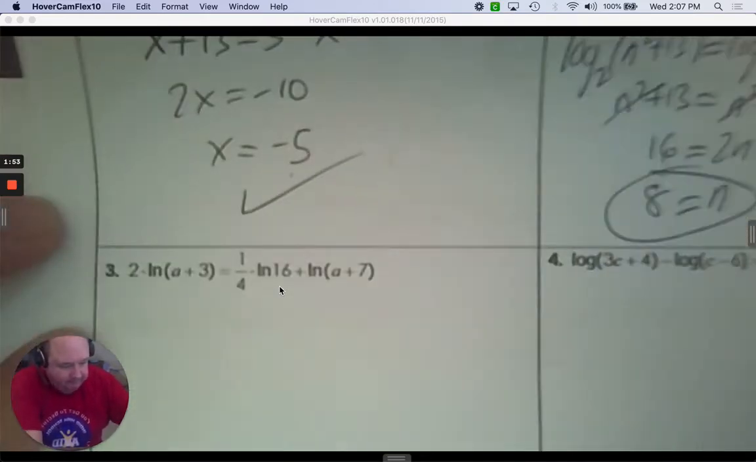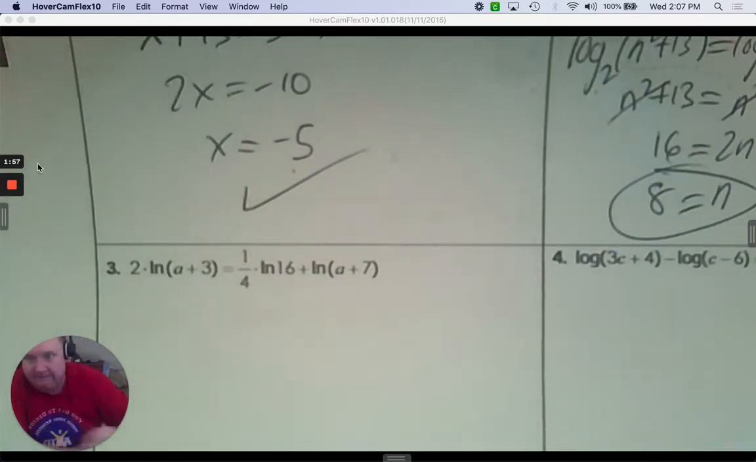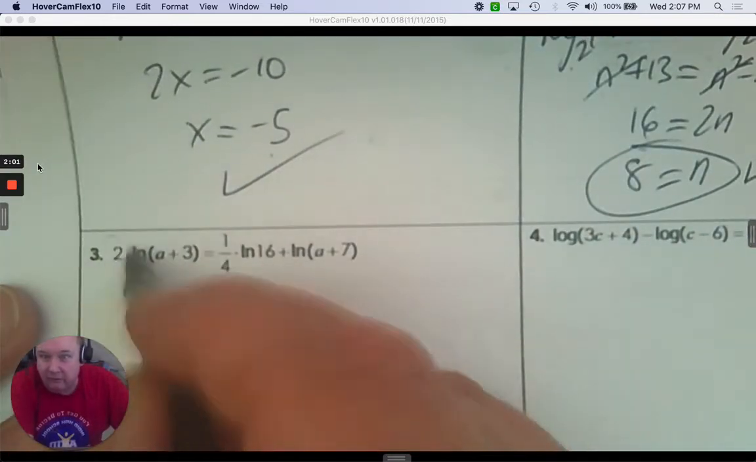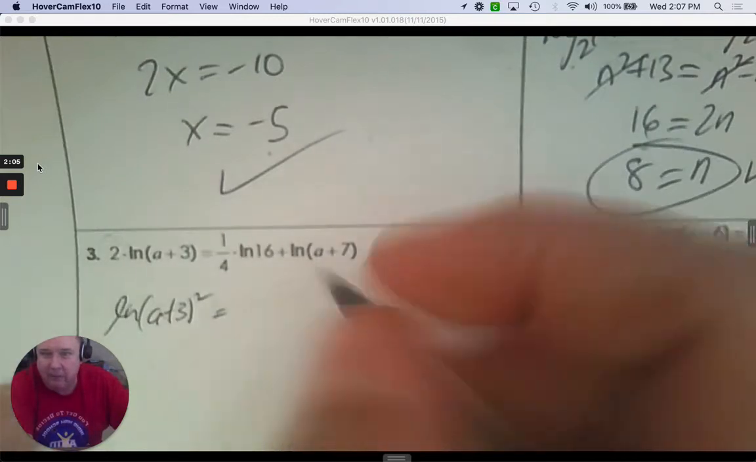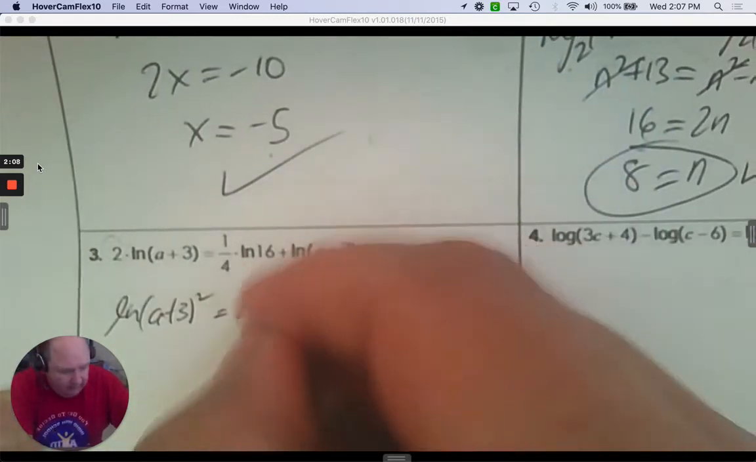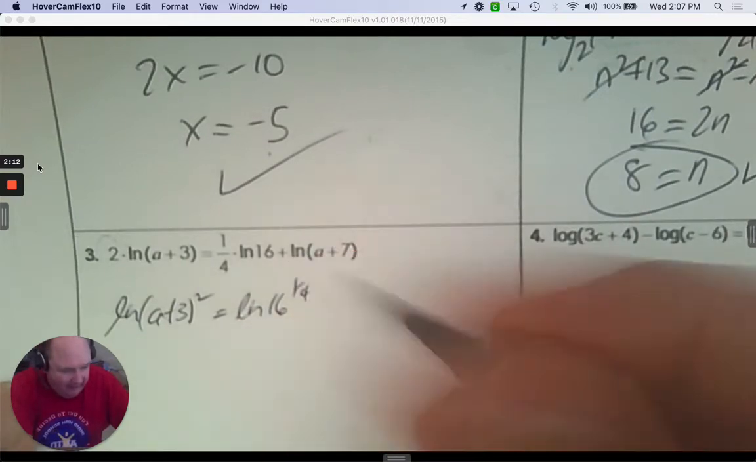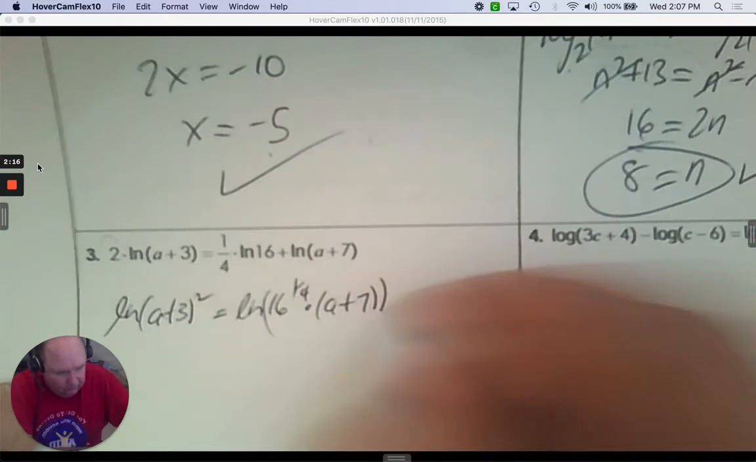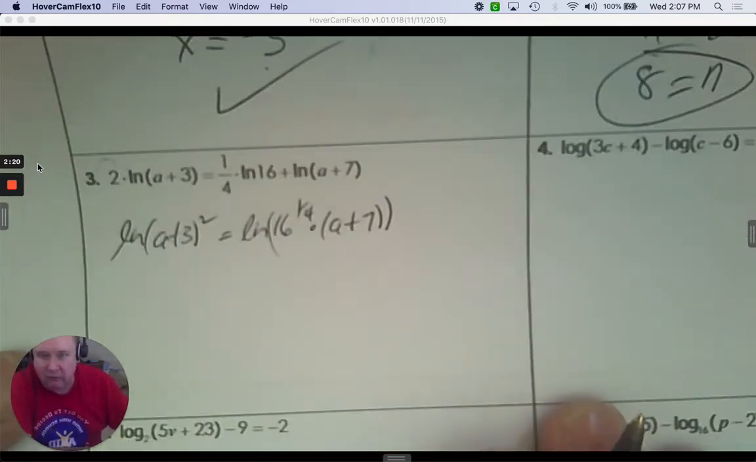Number 3. ln is a natural logarithm. The base is e that you don't see. So the 2 will become exponent inside. That's a power property. 1/4 again becomes the exponent inside. When you're adding, it means you're multiplying these together. So I'm going to do that. And now it's written as one logarithm. So understand the different properties, how you can write them as one logarithm.